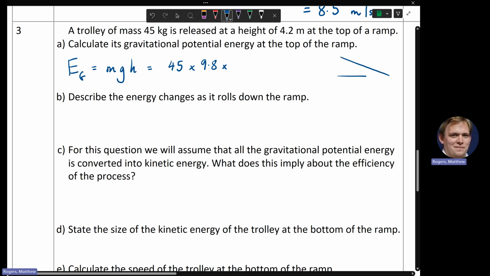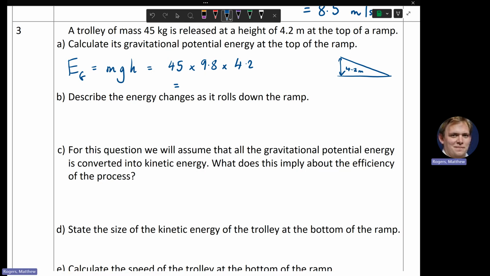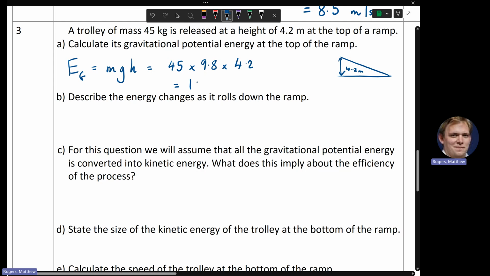If we're picturing it, we're probably picturing something like this, but this is 4.2 meters. We don't know the length of the ramp at the moment. So 4.2. 45 times 9.8 times 4.2 gives us 1,852.2. We're rounding it again to two significant figures. So 1,900 joules.